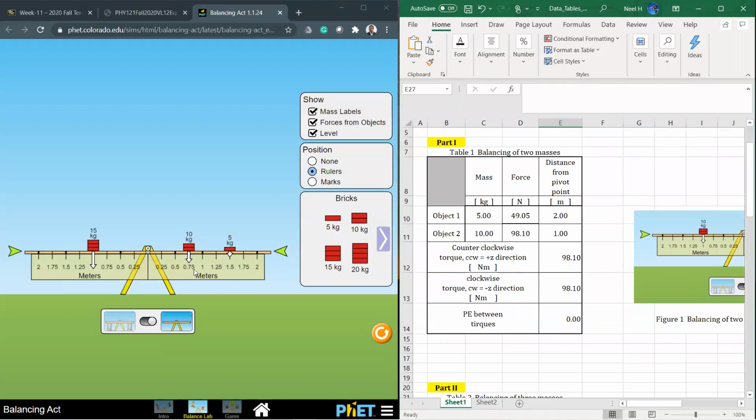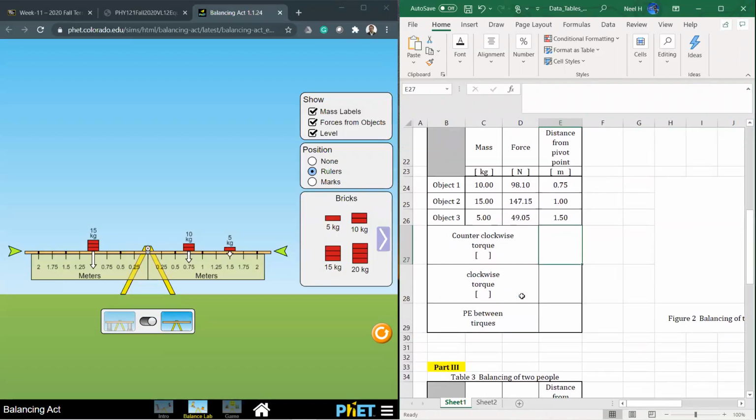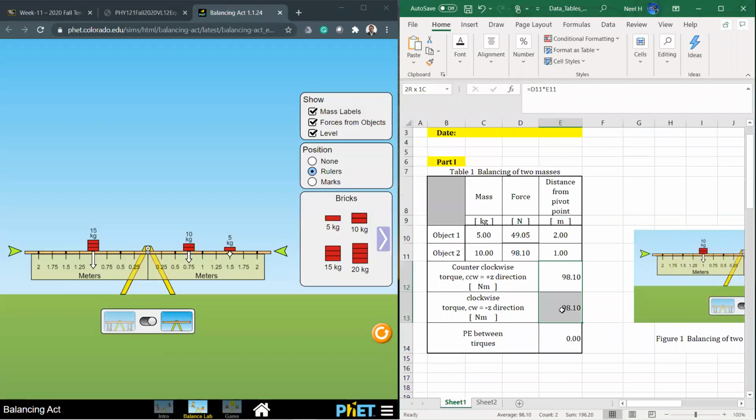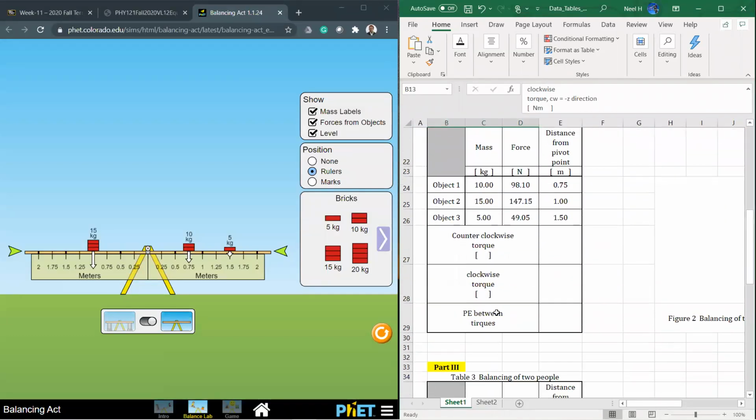So now the object is balanced on this pivot point in the middle. So the net torque should be 0, right? That means the right hand torque and the left hand torque should be equal and opposite, right? So let's do the calculation. If I do magnitude only, I should get the same number. You know the clockwise is negative direction, okay?